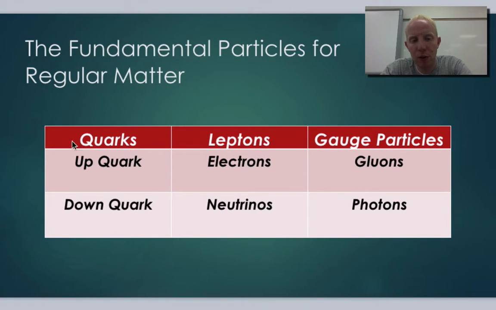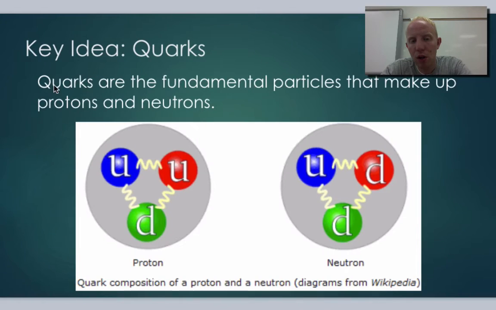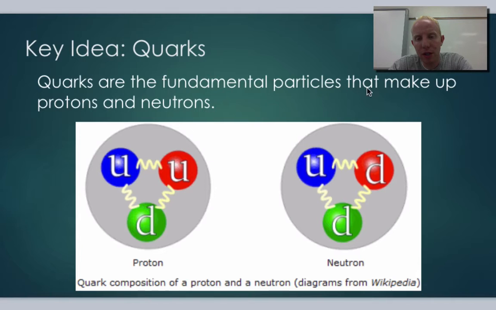So let's start with quarks. You've probably heard the word, but maybe not understood what they are. Quarks are actually particles smaller than protons and neutrons, and that's what they're made of. So quarks are fundamental particles that make up protons and neutrons. Basically, how it works is the number of quarks that you have determines whether you become a proton or a neutron. If you have two up quarks and one down quark, then that particle is a proton. If you have one up quark and two down quarks, then that particle is a neutron.